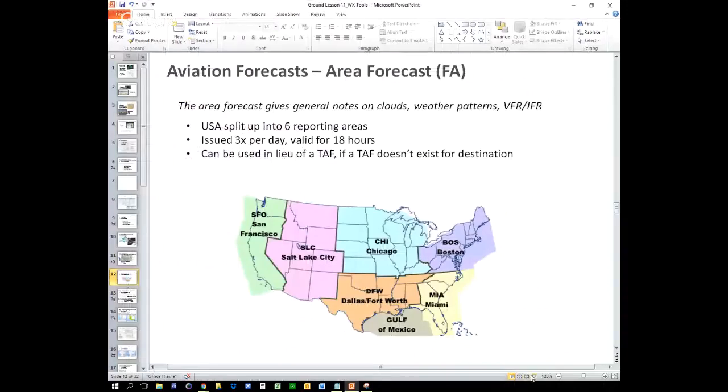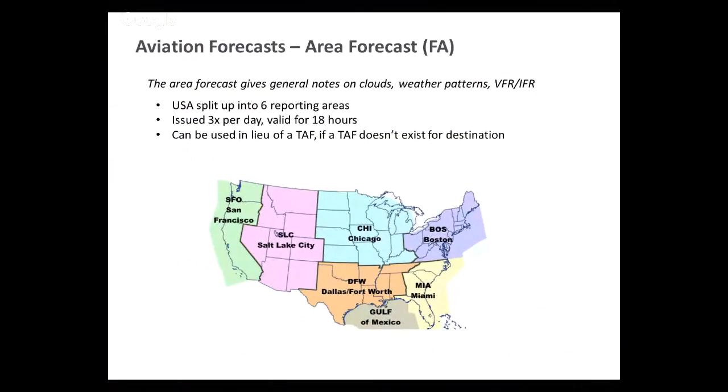And it's also important to note, this is a test question, by the way, on the written exam. If you're planning a flight to a destination that doesn't have a TAF, you can use the area forecast as a backup. Or, I guess, what I tend to use is a TAF that's nearby. But the correct answer on the test is area forecast, so be careful.